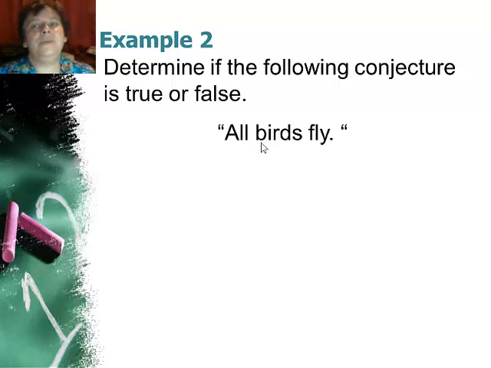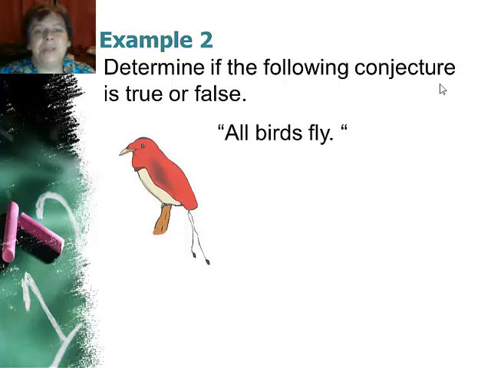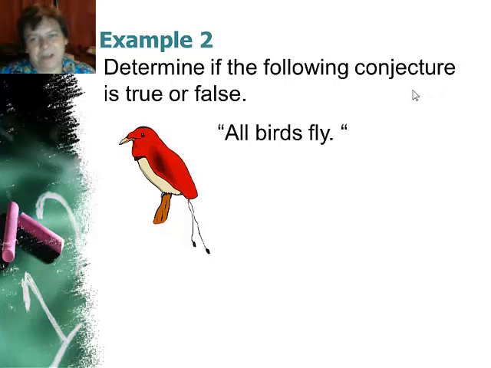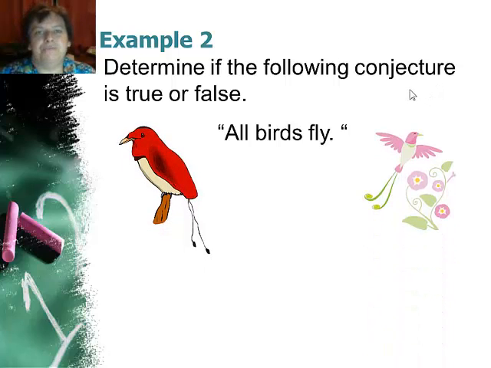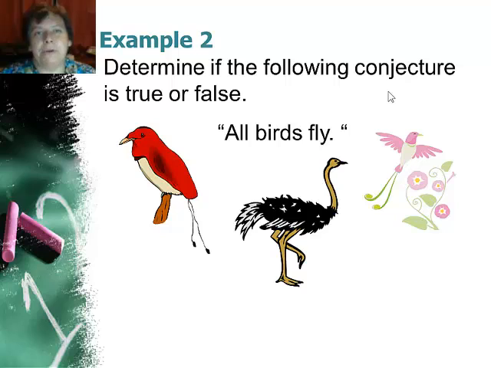Now, let's determine if the following conjecture is true or false. So this is not a mathematical one. This is just an example. We're saying all birds fly. Well, we can think of this bird. He seems to be flying. How about this bird? Definitely flying. So far, it seems that my conjecture is true. But what about that bird? He doesn't fly. So this conjecture is false.